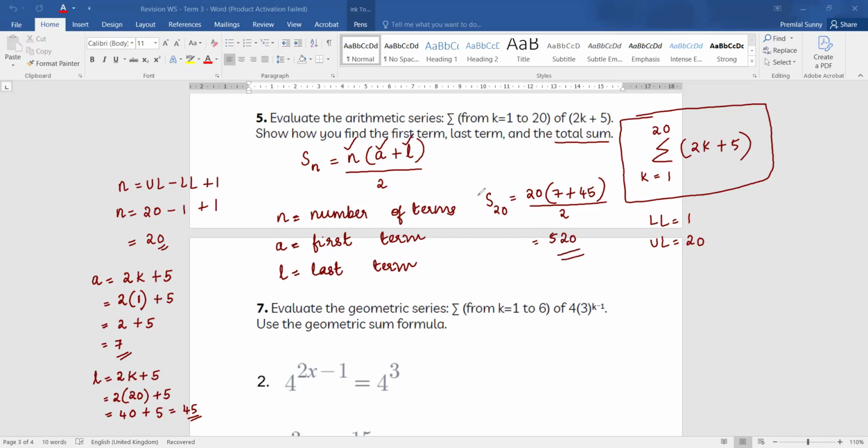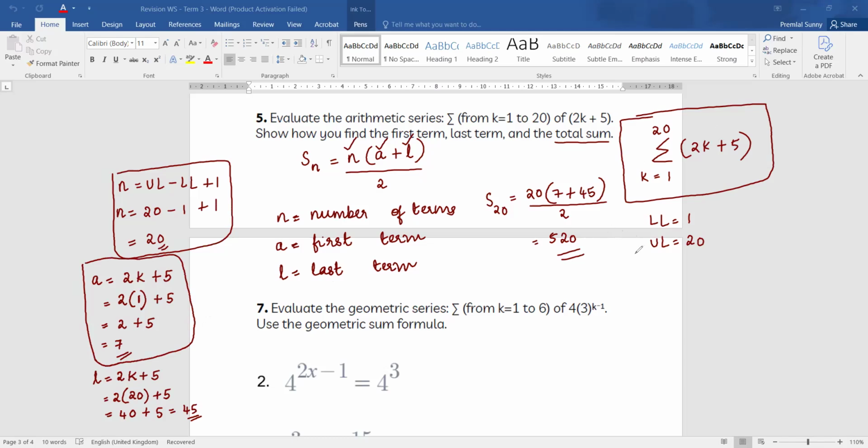520 will be the final answer. So in this case, what we did here is, first of all, from the question, you identify what is the lower limit and upper limit, and then you find out what n is using this formula. And we need the first term and the last term. To get the first term, you substitute for k in this bracket, substitute for k 1, you will get the first term.